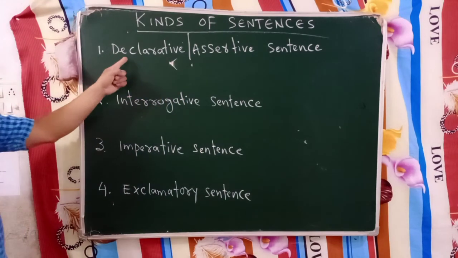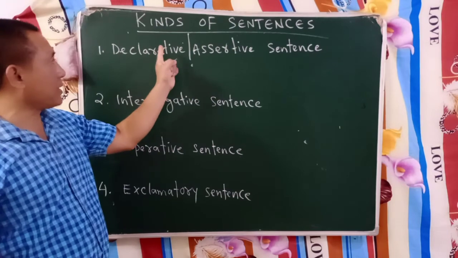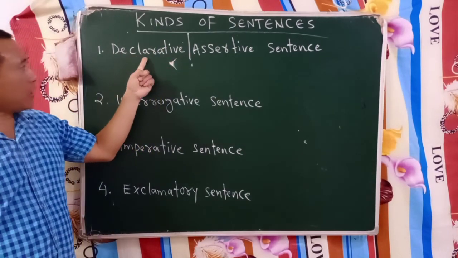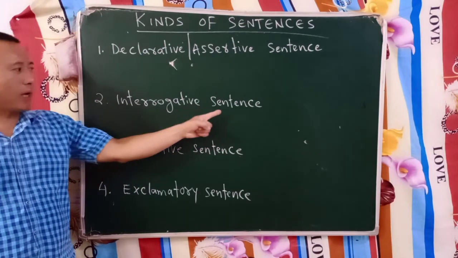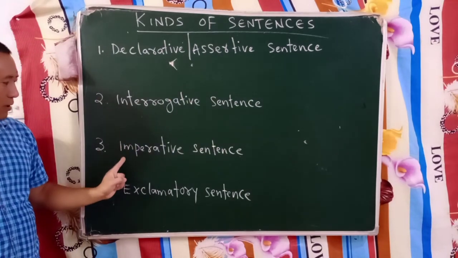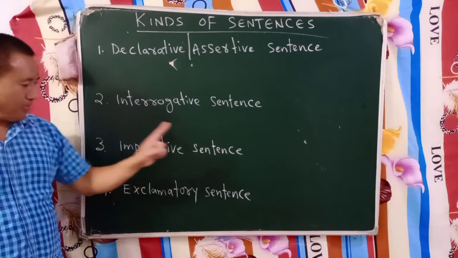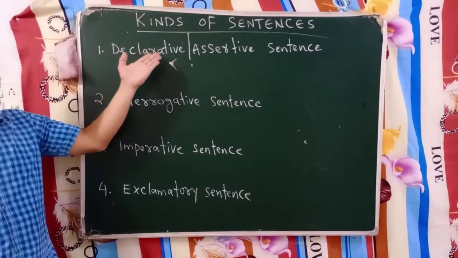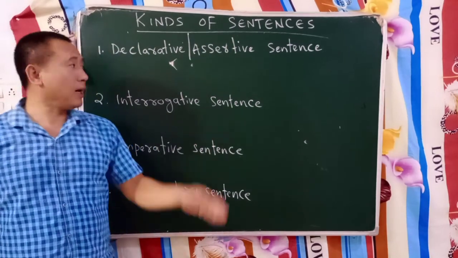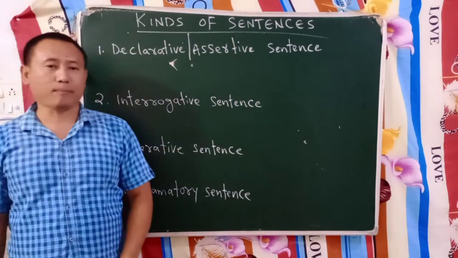There are 4 kinds of sentences. 1. Declarative or assertive sentence. 2. Interrogative sentence. 3. Imperative sentence. 4. Exclamatory sentence. What is declarative or assertive sentence?